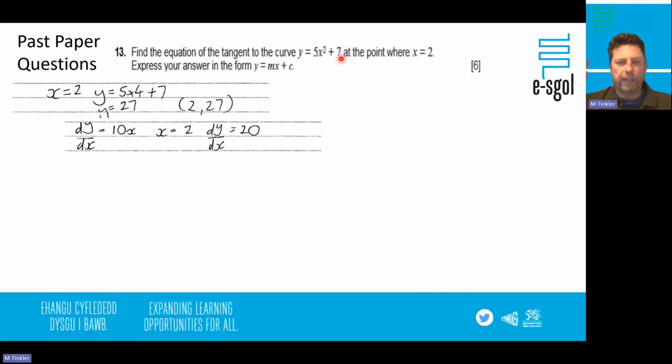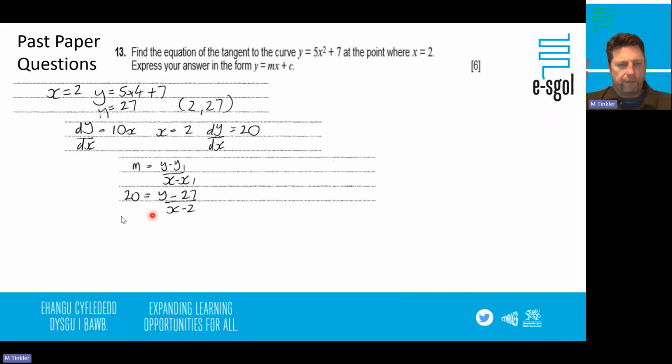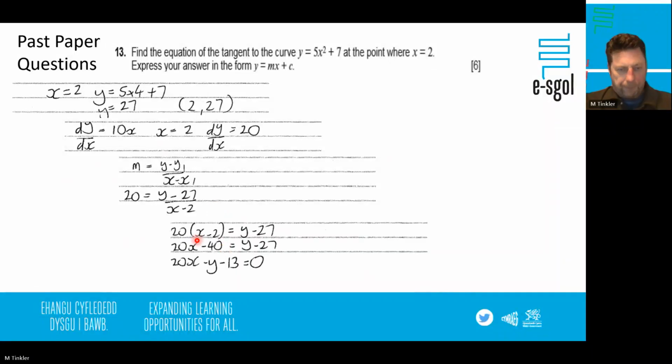Next thing, I've differentiated. Differential of 7 is 0, so that's why that's disappeared. When x equals 2, dy/dx equals 20. Straightforward there. And I've gone for 20 equals y minus y1 over x minus x1. Some people might well take you to write y1 and x1 up above these two to help. Multiply both sides by x minus 2. And you'll end up with the line 20x minus y minus 13 equals 0.